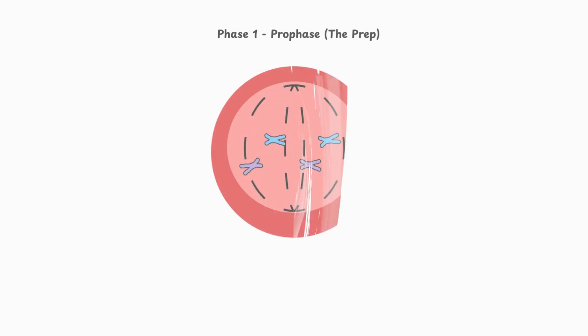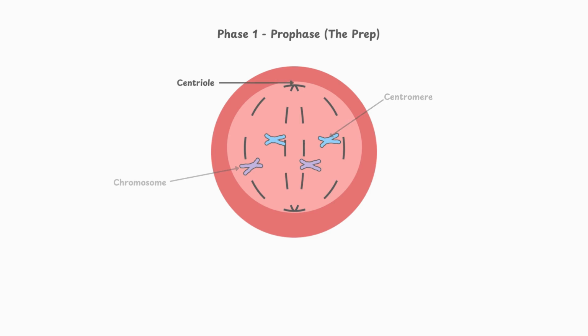Let's begin with phase 1 of mitosis, called prophase. This is where the cell starts getting ready to divide. First, the chromosomes become visible. They condense and coil up, making them easier to move. Each chromosome now consists of 2 identical halves, joined at a point called the centromere. Next, structures called centrioles move to opposite sides of the cell. These will help organize the division process. From the centrioles, spindle fibers begin to form. These are like tiny threads that will later pull the chromosomes apart.